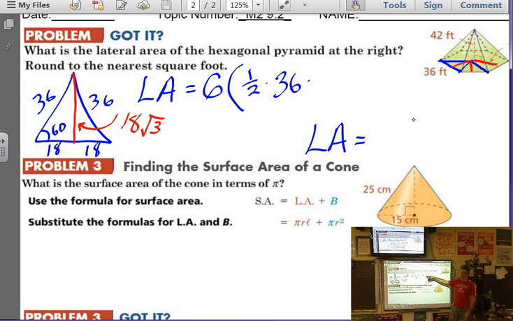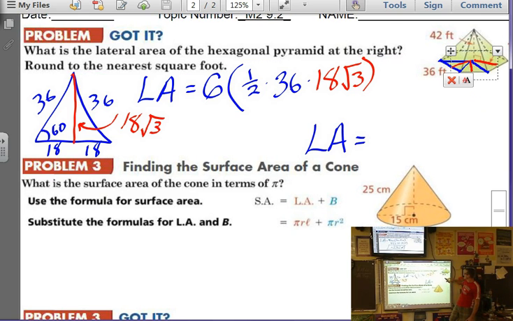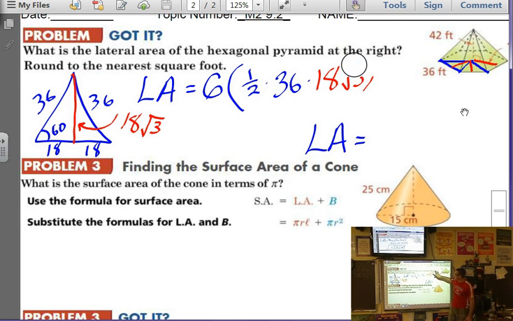So the height of our base triangles is 18 root 3. Wait, they told us that number. Oh my god, is my page not far enough over? Somebody could have told me that. Well, okay, so it's still 18 root 3. That doesn't change what it is.